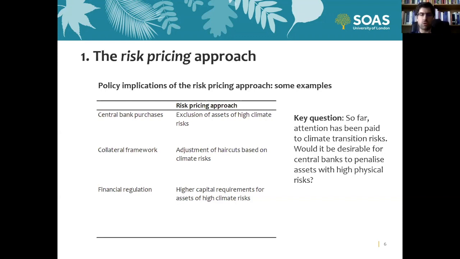Now, what is interesting is that so far the discussion on this risk pricing approach with respect to the way that this can be applied to central bank policies has mostly focused on transition risks. And what does it mean? It means that in most cases, if central banks reflect these climate risks, there might be a positive effect because those companies that pollute more might be adversely affected by that. However, when we're talking about climate risks, we refer both to transition and physical risks. So something that could happen later if we apply this approach is that this can be extended to physical risks. And this might be a bit problematic. In what sense? You might have companies that are in areas that could be affected a lot by climate change, or they might be in countries that are very vulnerable to climate change.